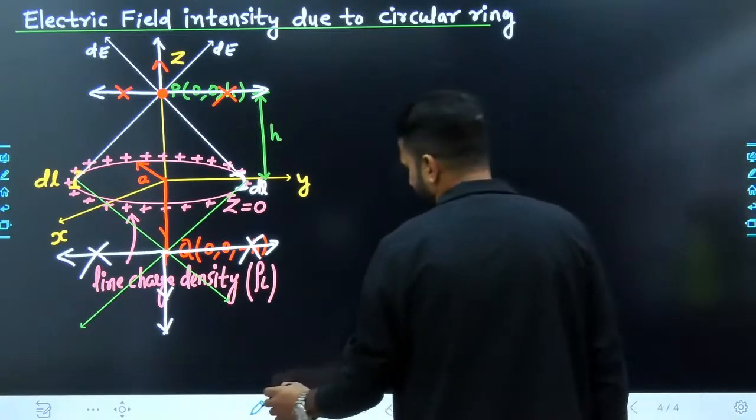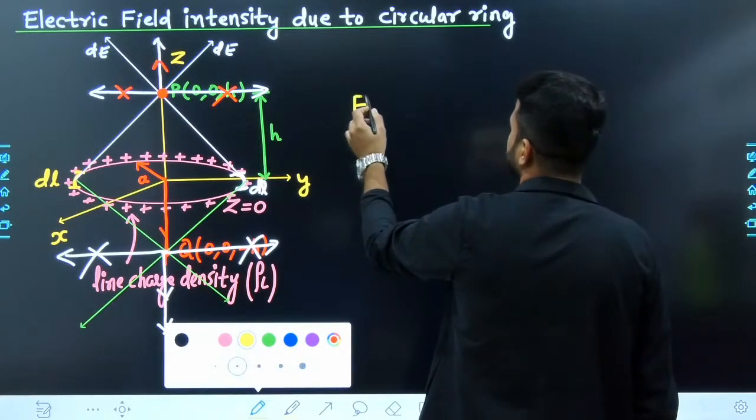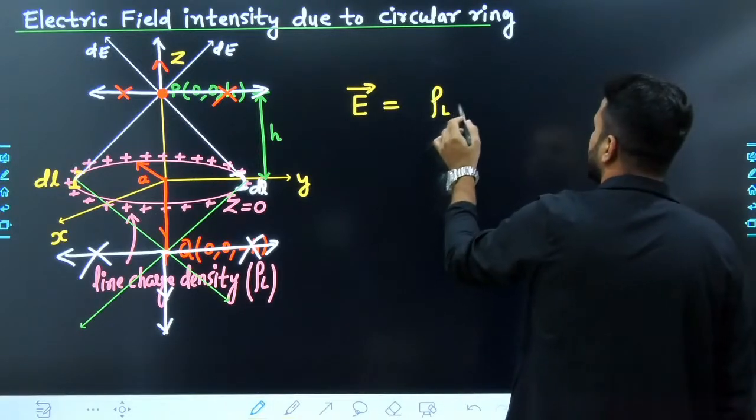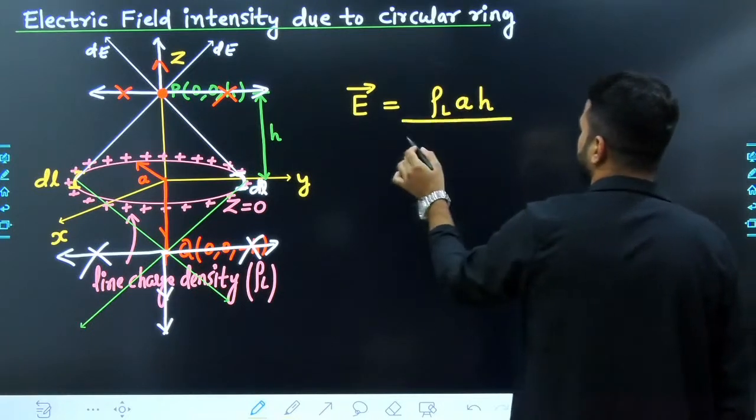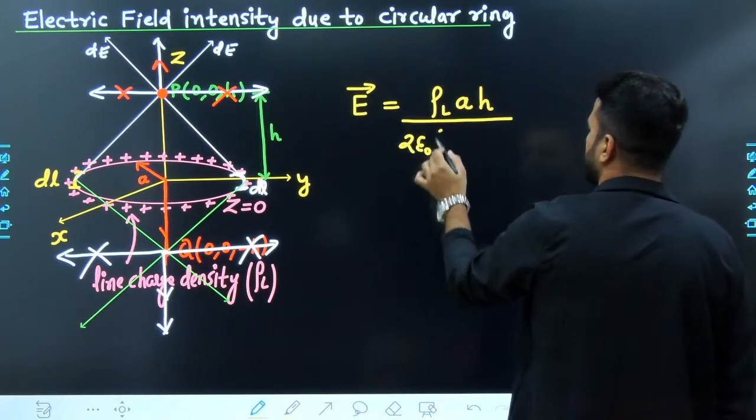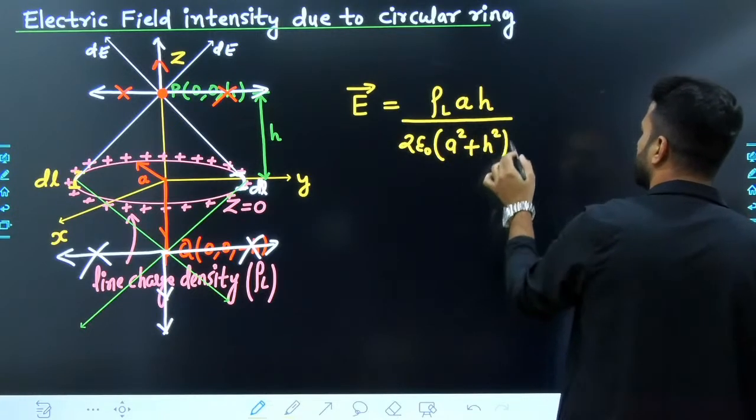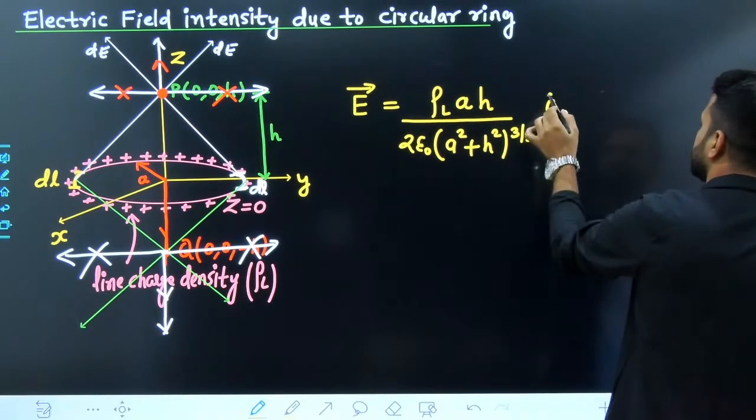So now what we are saying is, what is the electric field now? The electric field is rho L into a into h divided by 2 epsilon naught into (a square plus h square) whole to the power 3 by 2, in the a_z direction.